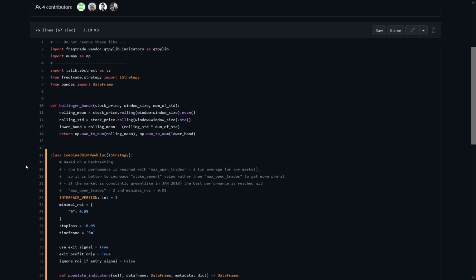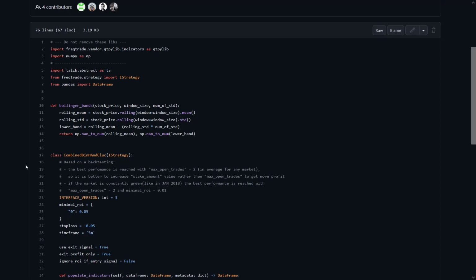Next comes the strategy class where all the magic happens. Let's first start with the standard items that are always present in each and every Fractrade strategy file. These are the minimal ROI, which is set here to take profit at 5% gains. And here the stop loss is also set to minus 5% losses. So this time the risk to reward settings are set to 1:1. And the author also decided that the 5-minute time frame is the best for this strategy to use. So we will find out later if this is really the case.